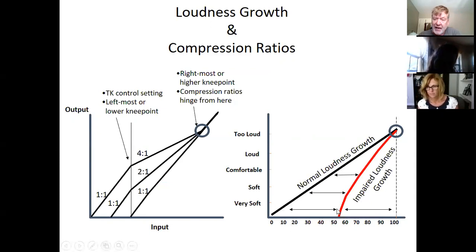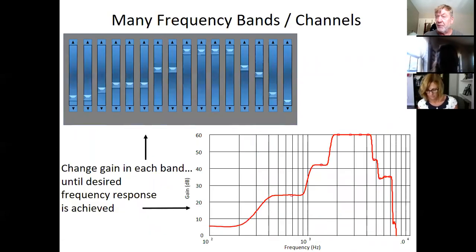So hearing aids have to amplify a lot in the soft sounds. Average sounds get less amplification. Loud sounds get less. That's WDRC. And here's how they made the knee points now. They made them work more like normal loudness growth. They made the knee points hinge from here instead of from here. That was a transition going to digital. Anyway, don't worry about that so much.